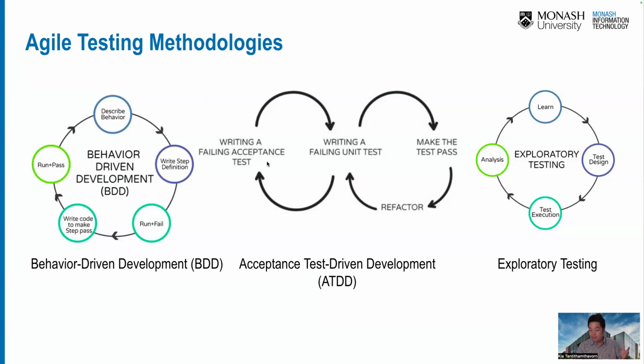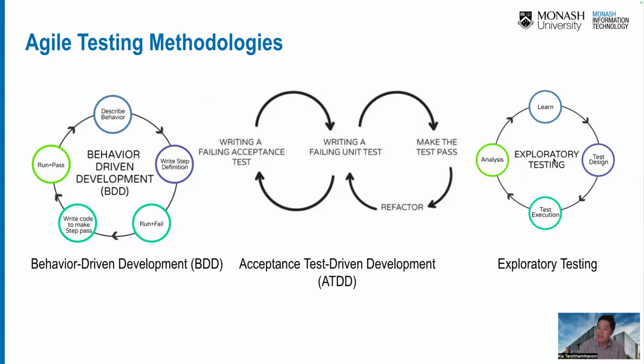Writing a failing acceptance test. You need to write the test case, and then you start writing a failing unit test, and then you make the test pass. That's how you write the code, and then you refactor it. So in short, again, you write the test case, write the code, make the test pass, and then you refactor it.